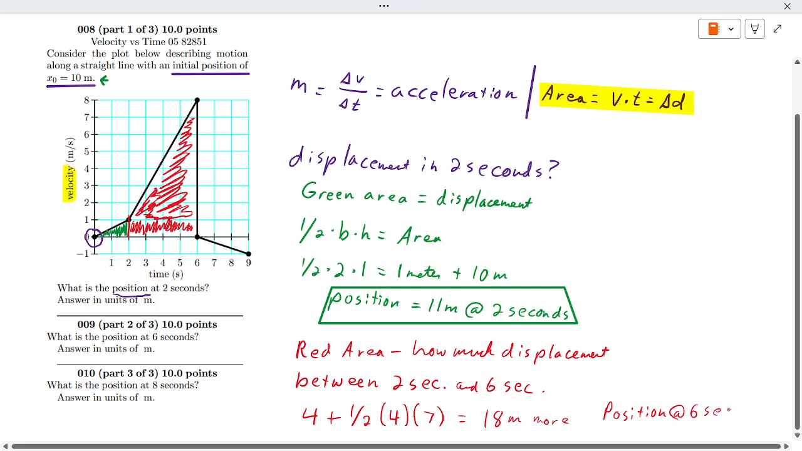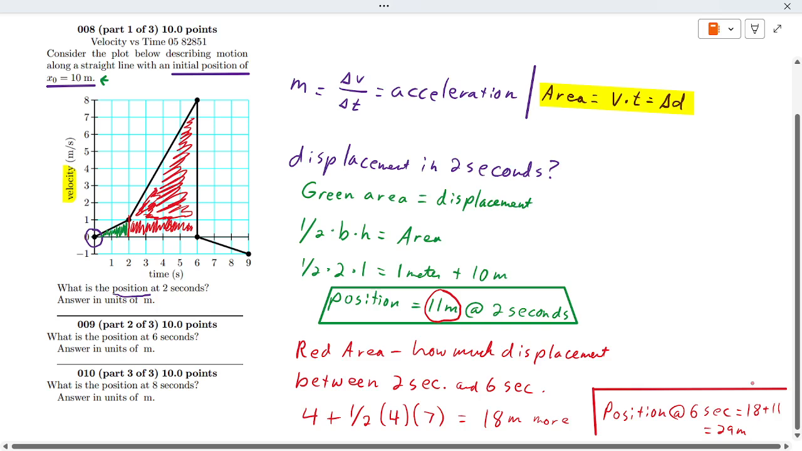6 seconds will be 18 meters plus 11 meters for a grand total of 29 meters. All right, so 18 meters plus 11 meters gives us 29 meters, and that will equal our position at 6 seconds.